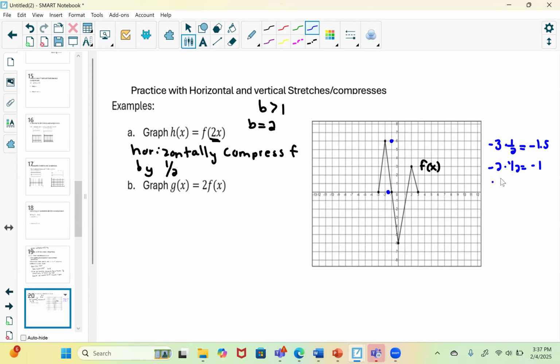Okay, so at -1, I'm going to multiply that by 1/2, and that gives me -0.5. And so I'm going to plot it here at -0.5. Okay, now 0 times 1/2 is just 0. So if x is 0, it's not going to change. Then I can do 2. So 2 times 1/2 is 1. So now, at the same height, I'm going to plot it at 1. And then 3 times 1/2 is 1.5. So the height is 0. So I'm going to now put 1.5. And so that is going to be my graph.